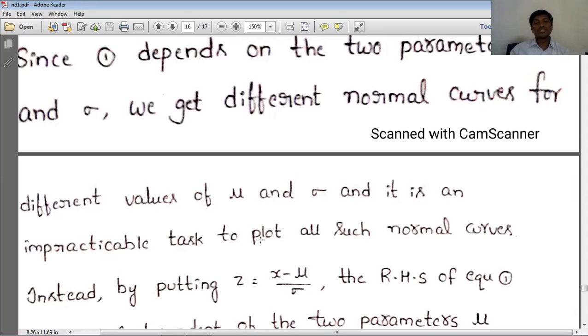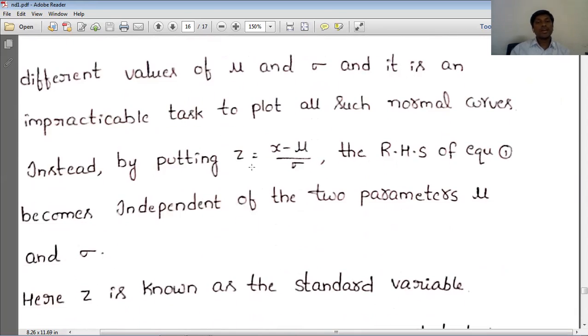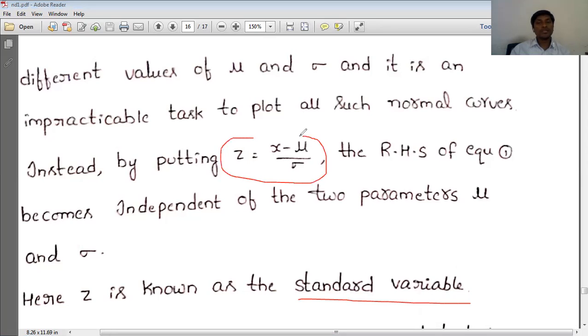So for that, simply what we are doing here is putting z equal to x minus mu by sigma, and then the RHS of equation 1 becomes independent of the two parameters. Here z is known as the standard normal variable. So standard variable means that, if you take a mu value and a sigma value and draw the curve for each problem, it takes a difficult task by increasing the number of values to put on a graph.